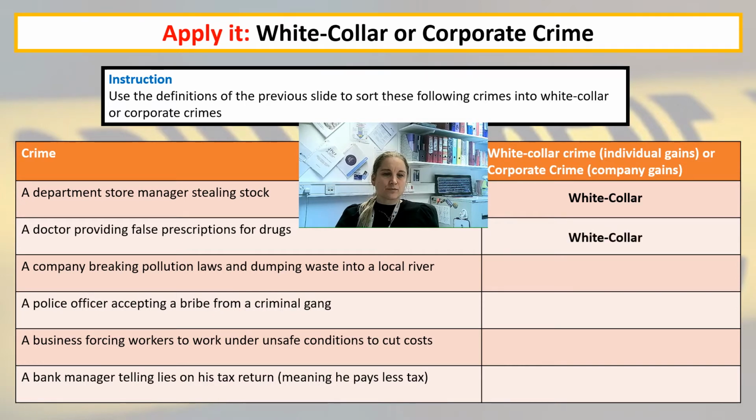it's white collar. A company breaking pollution laws and dumping waste into a local river is corporate. A police officer accepting a bribe from a criminal gang is white collar. A business forcing workers to work in unsafe conditions to cut costs is corporate. And a bank manager telling lies on his tax return so that he'll pay less tax is white collar. So make sure you've got those jotted down as examples into your books.